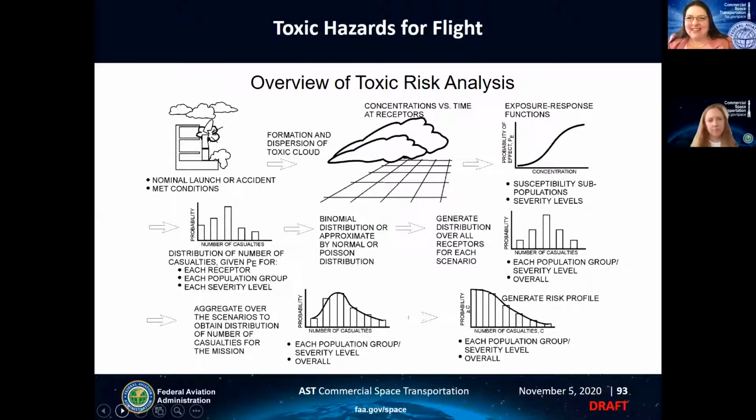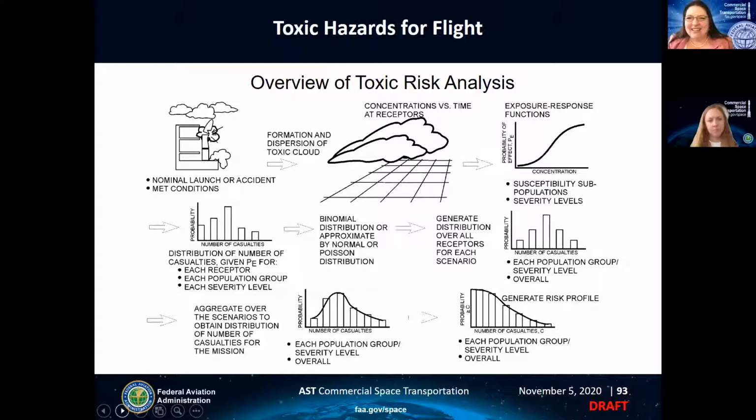This is kind of an overview of the toxic risk analysis. I'll step through it and try to keep on time here. So for flight, toxic hazards begin essentially at the ignition, where you'll have a nominal launch or an accident, and the meteorological conditions will be an input to that. So in either case, formation of a toxic cloud occurs, it becomes dispersed, and it will concentrate over time at various receptors downwind.